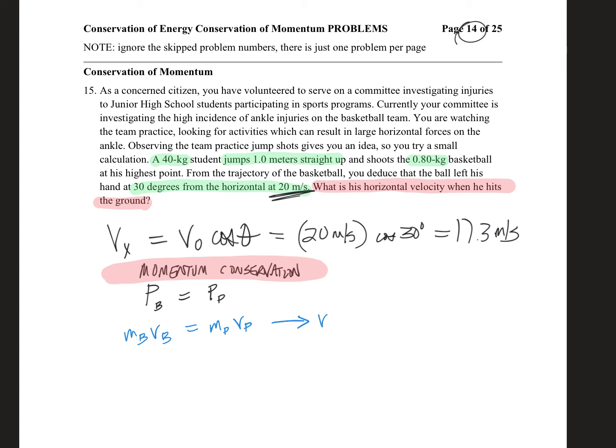And so we need to figure out what's the velocity of the person when he hits the ground. And so we solve for mb over mp equals vb. And this will be in the x direction because of the math we've been doing. So let's see here. The ball was 0.8 kilograms. The person was 40 kilograms. And the speed was, in the x direction, 17.3 meters per second.